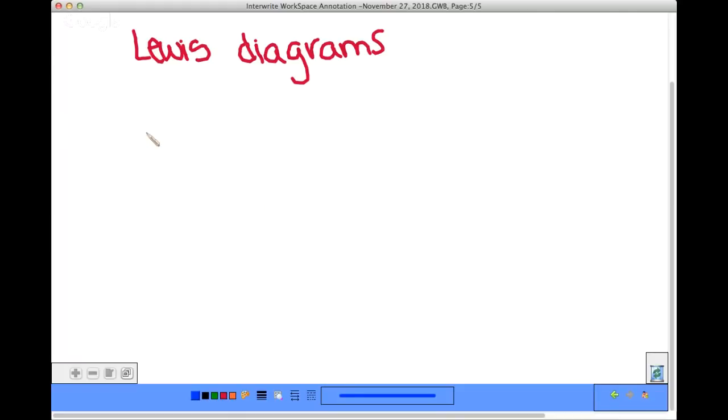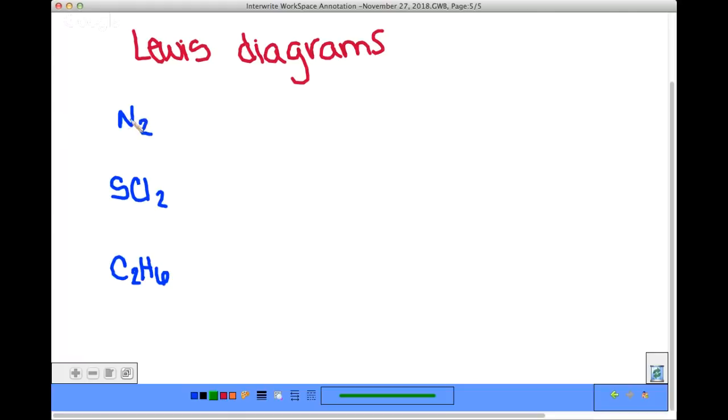So let's draw a Lewis dot structure for N2. Let's do SCl2. And let's do C2H6. Okay, the first thing you want to do is draw the Lewis dot diagram for each of these substances. So you need to understand how many valence electrons each of these atoms has.